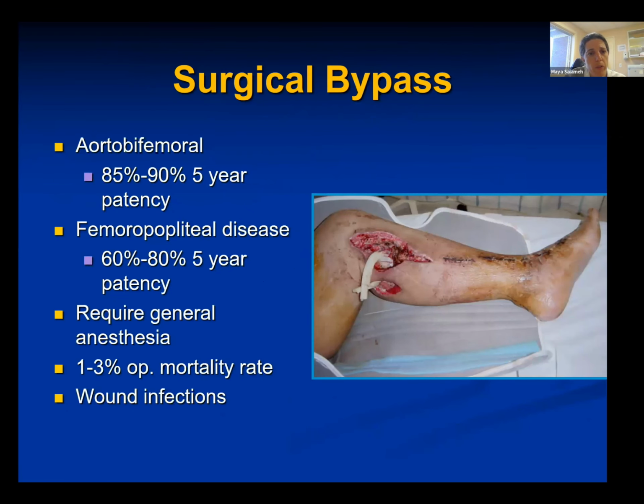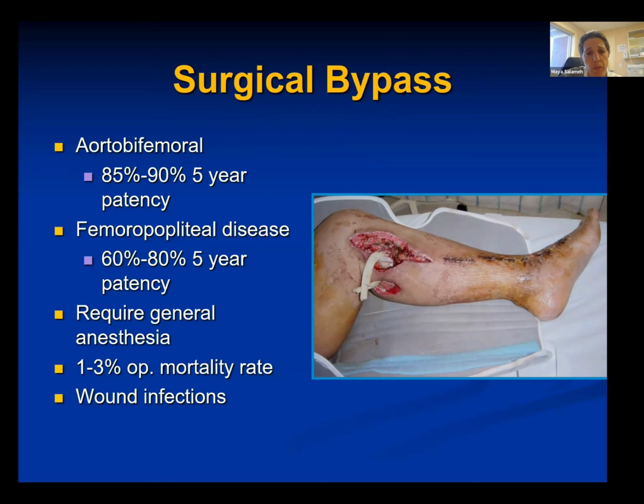Surgical bypass has better patency rates than stents, but a much higher perioperative mortality rate, and then risk of complications like wound infection. So I think it really is used sort of as a last recourse in treating claudicants for their symptoms.